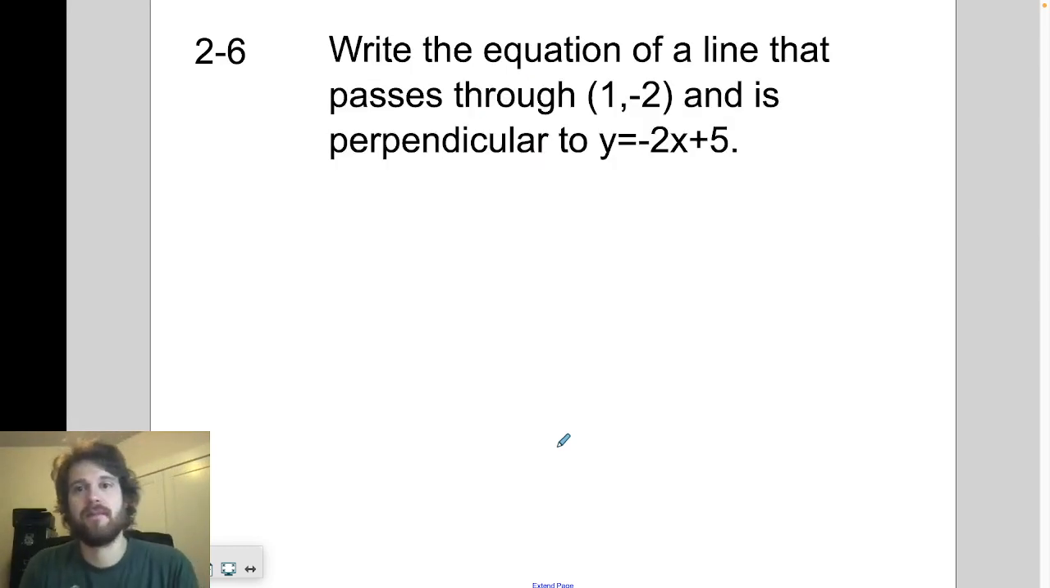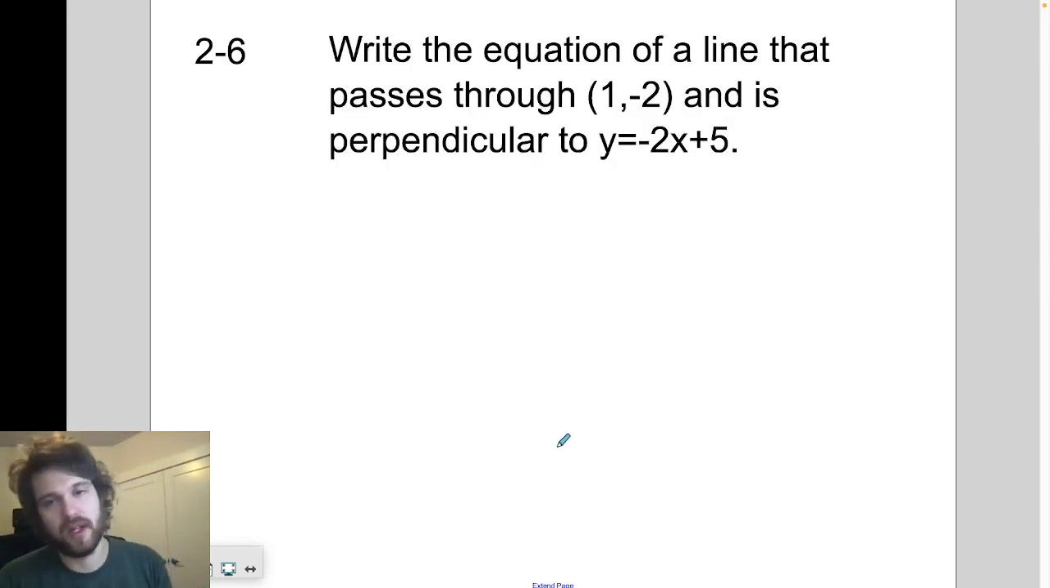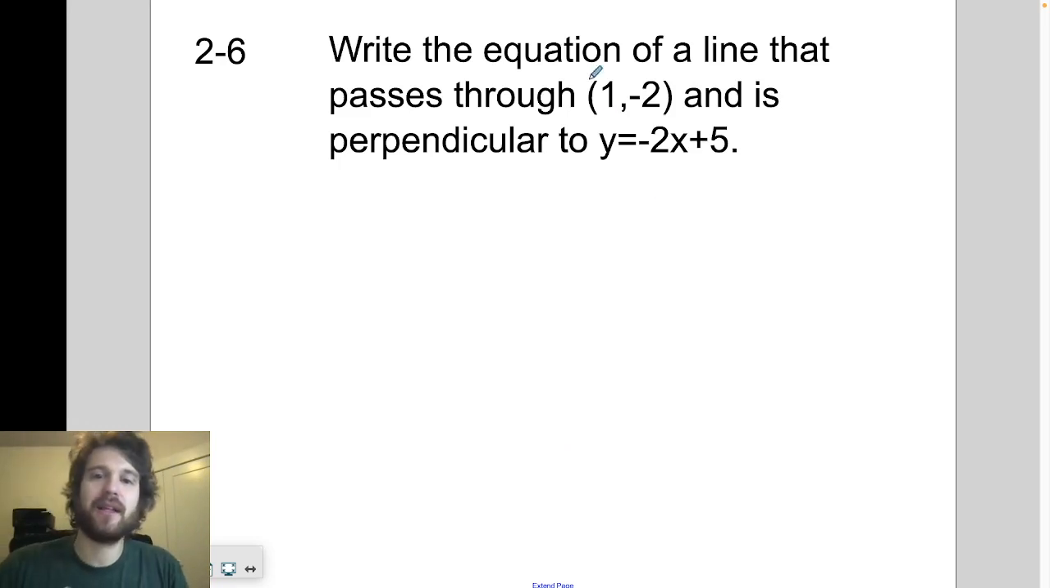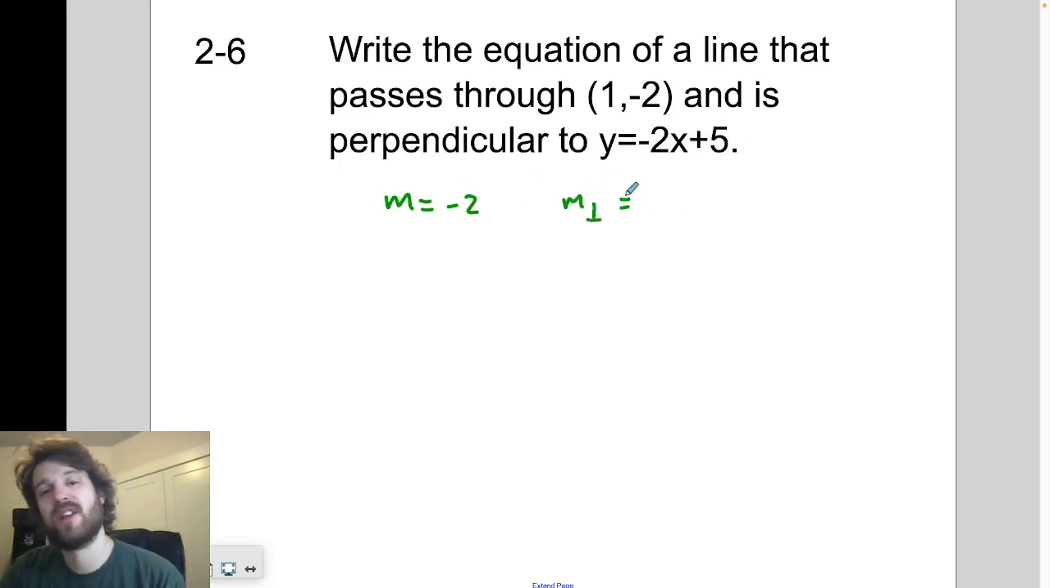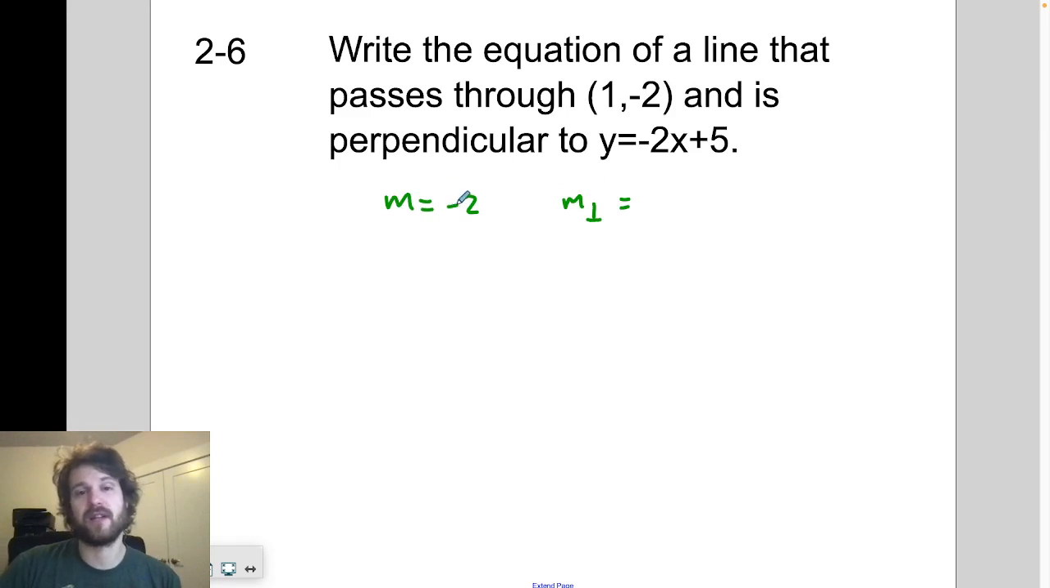Write the equation of a line that passes through (1, -2) and is perpendicular to y equals -2x plus 5. If this line has slope -2, my new line that's perpendicular to it is not going to have slope -2. To find the slope of a perpendicular line, it is the opposite reciprocal, so that would be a good thing to put on your note card. So if the slope of this line is -2, do the opposite.